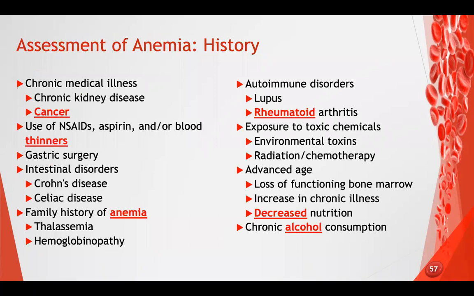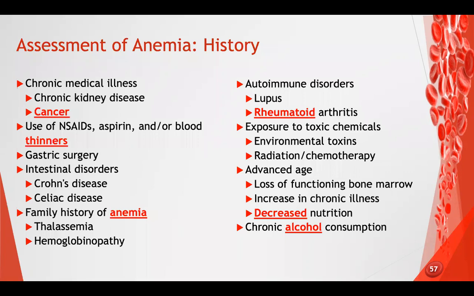So when we talk about assessing individuals who might have anemia, it's very important that we get a thorough history from them, because there are certain chronic medical illnesses that can cause anemia, like chronic kidney disease, cancer, the use of NSAIDs, aspirin, or blood thinners, because these things can cause GI bleed. The same if they've had a gastric surgery, this can cause a decrease in absorption of iron. Or if they have any intestinal disorders, this can also cause a decrease in iron absorption.